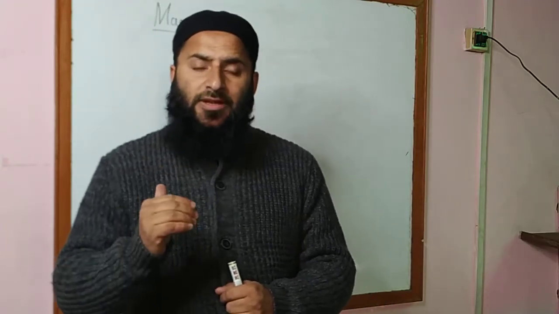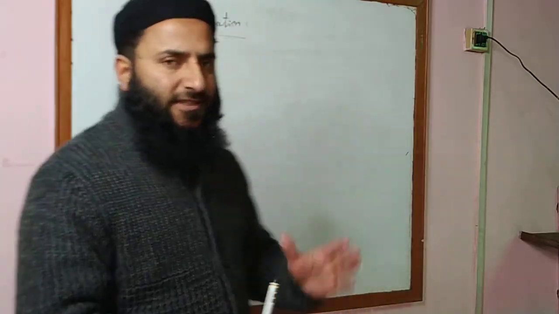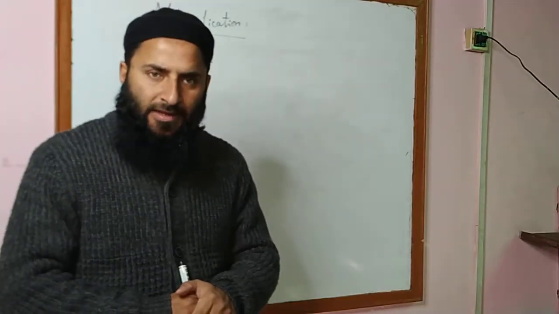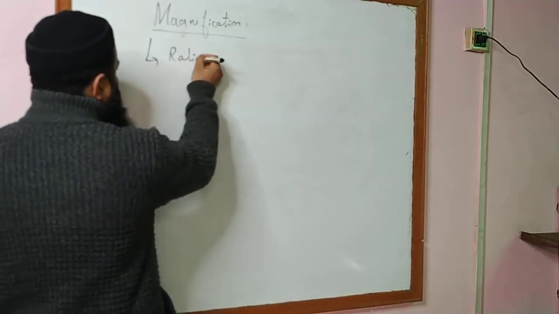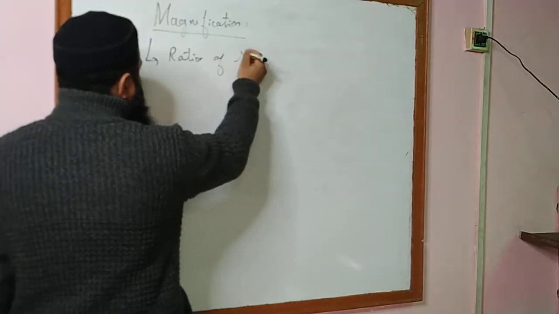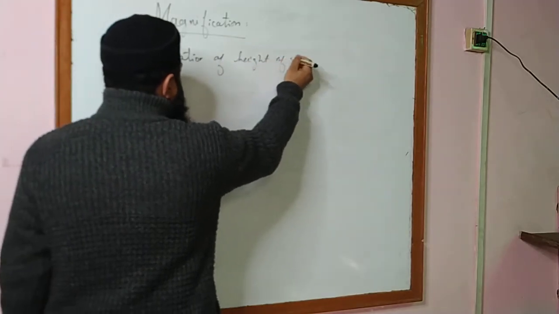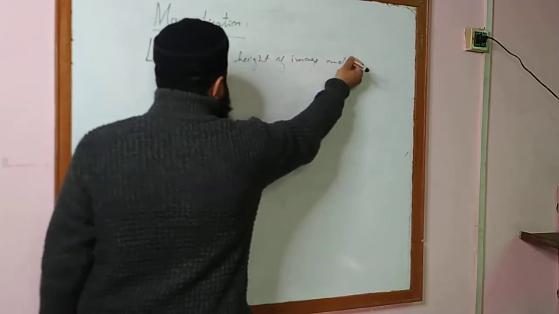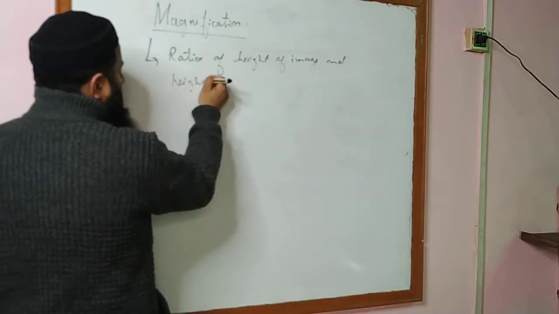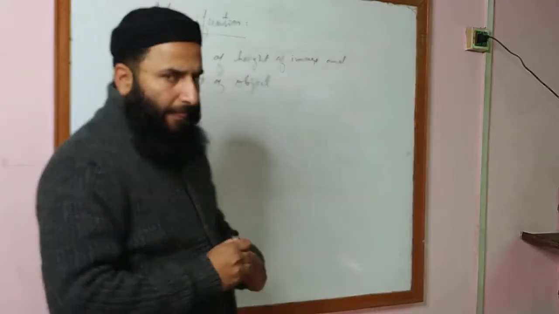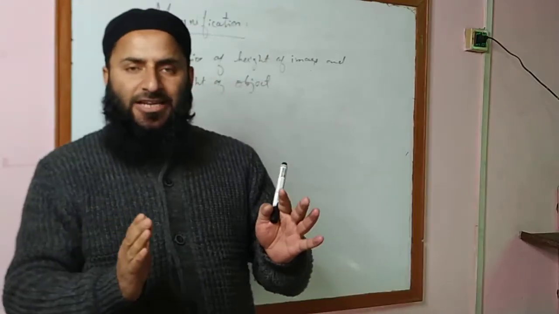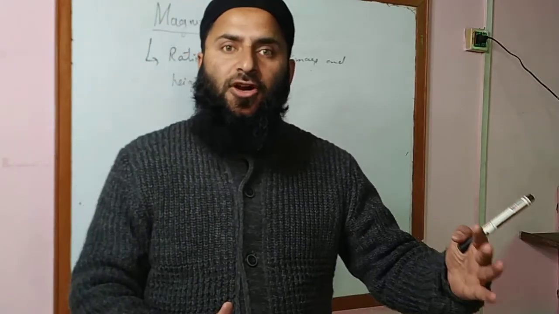How bigger is the size of image than object? Or how smaller is the size of image than object? That is discussed in this topic, magnification. It says ratio of height of image and height of object. Magnification means ratio of height of image and height of object.